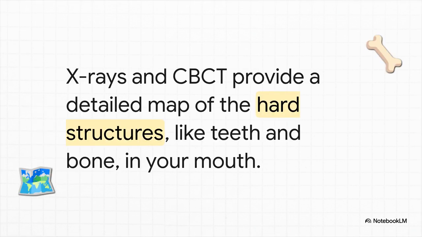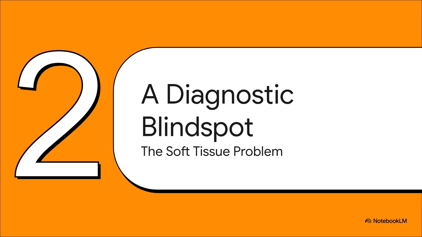Basically, what these tools give your dentist is an incredibly detailed map of all the hard structures in your mouth. You can think of it as the architectural blueprint of your entire jaw. But here's the catch. That blueprint is missing some really key information. It doesn't show the whole picture, and this creates a pretty significant diagnostic blind spot.